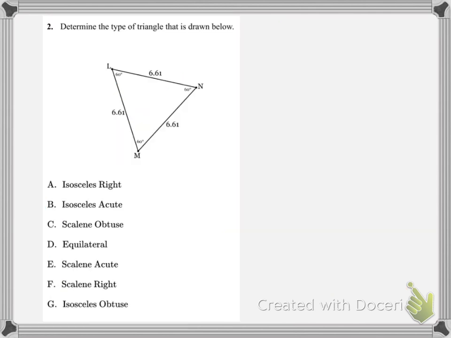Okay. Number 2, first we'll look at the sides. Okay, all 3 sides are congruent. So that means it's equilateral. Okay, well, that's D. Okay, because if you look at the angles, all the angles are the same too. Okay, so if all 3 sides are congruent, it's just equilateral.